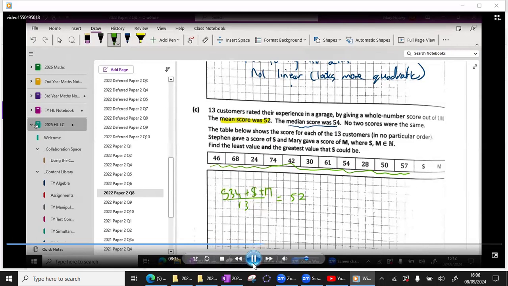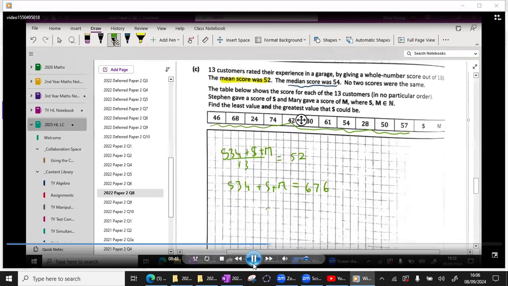Now, I'm going to multiply 52 by 13 because that will then give me, you know, I'm cross multiplying basically. So that gives me 676. And then if I want S and M on their own, I bring that over and I subtract 534 from 676. So what I know at the moment is when I add the two missing scores, I get 142. Now that's still no good to me really, because I still don't know what S is or what M is for that matter, but it's S in particular that I'm looking for.